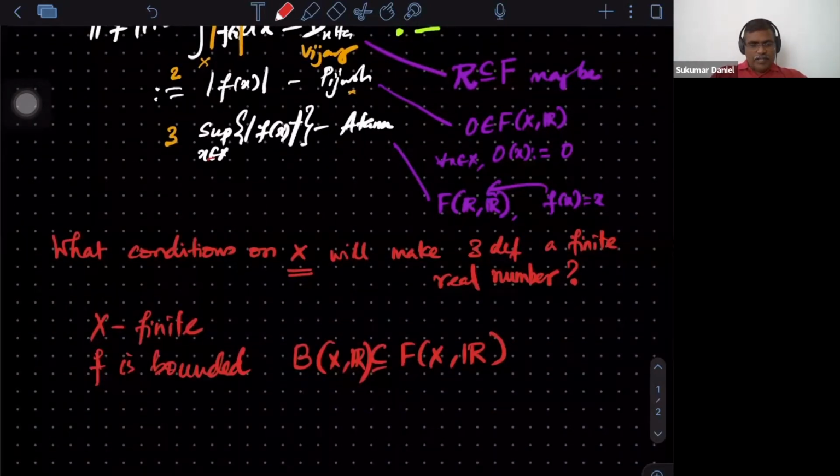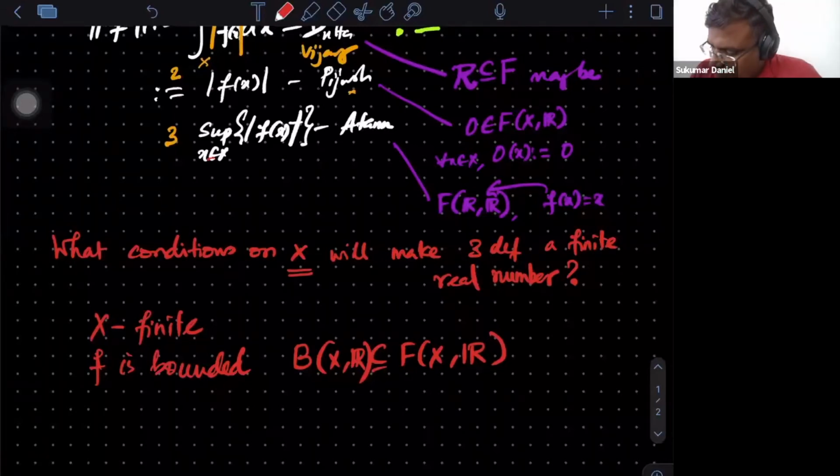So is the second one fine? Suppose I consider only the bounded functions, I can still define the third definition. Maybe I can still check whether it is a norm or not. At least this becomes a finite number. Any more answers?